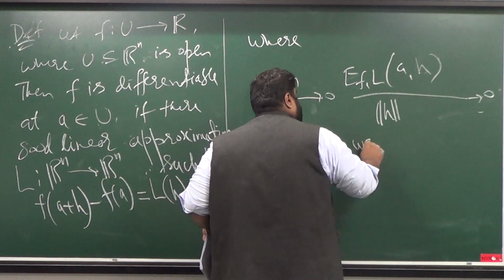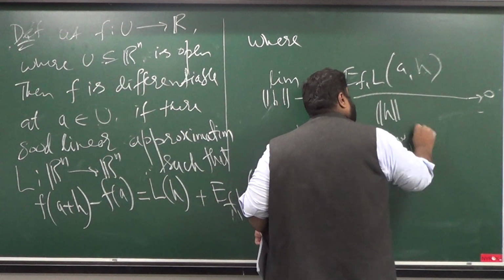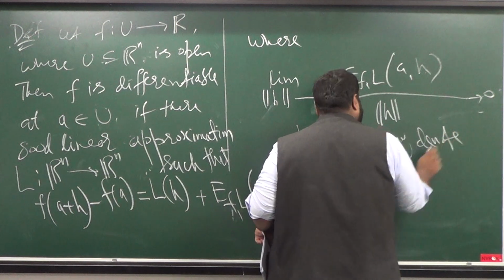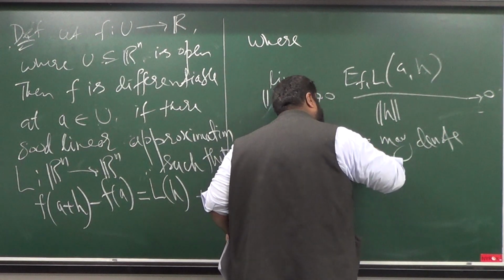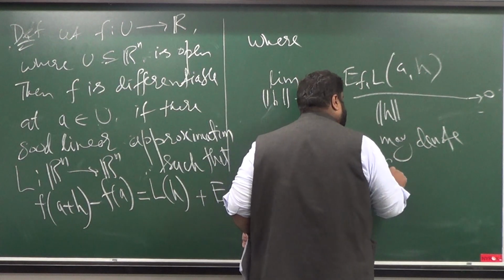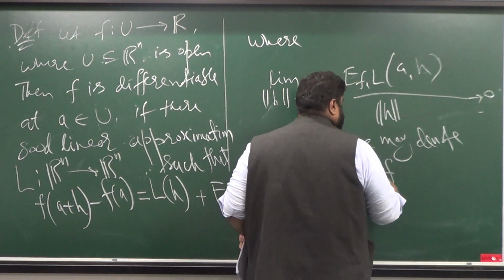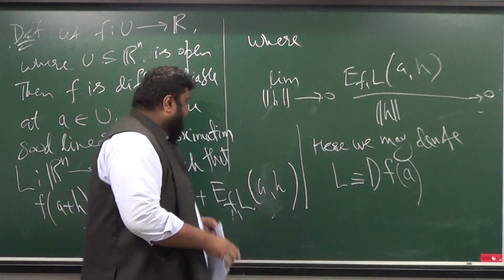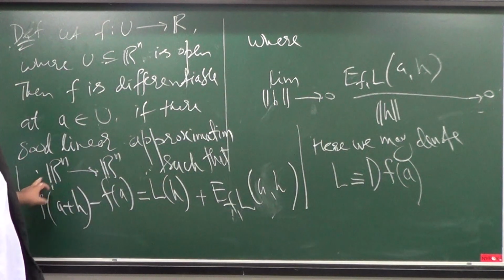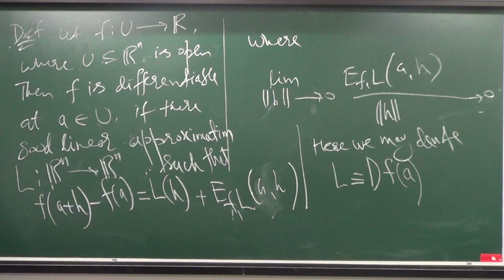Okay, so we may denote L to be the derivative of the function f at the point A. And that will be basically a transformation from Rn to R. Okay. So this L plays the role of the derivative.